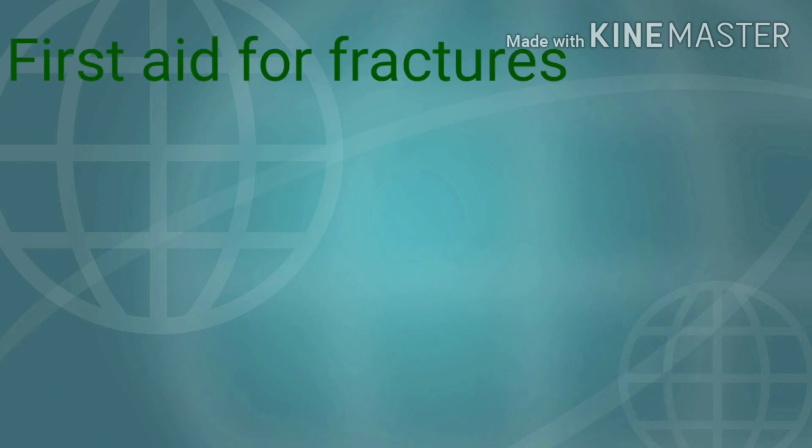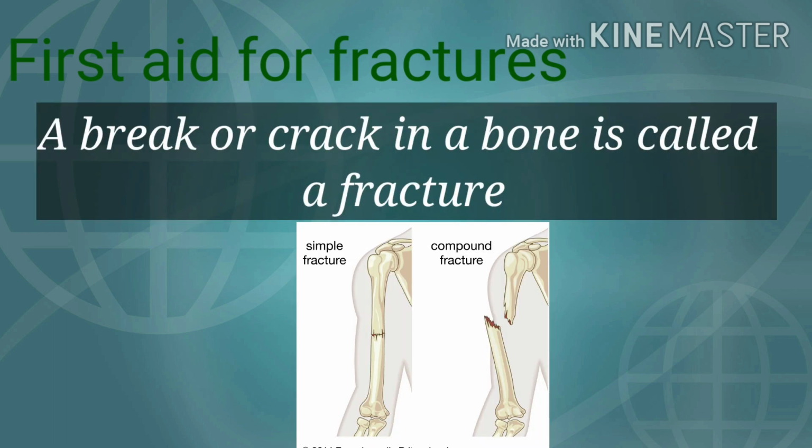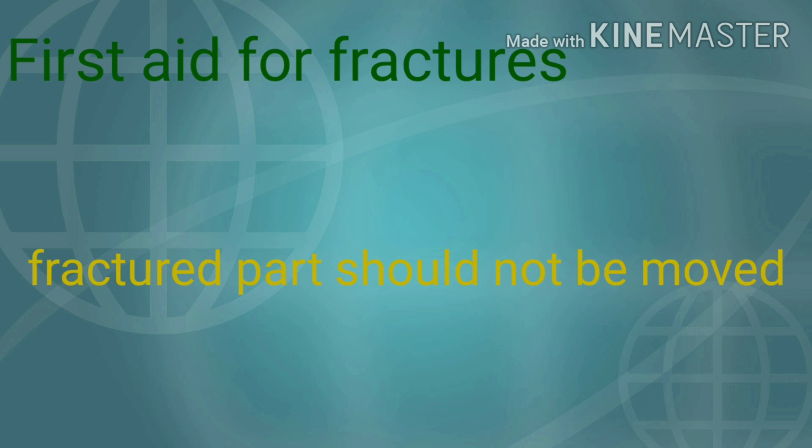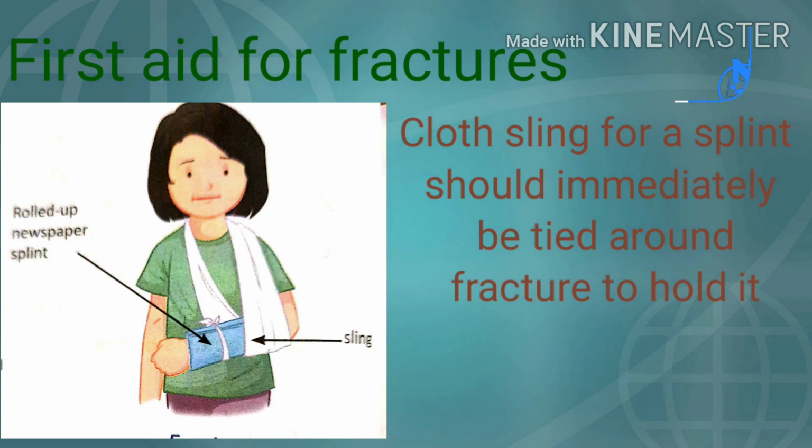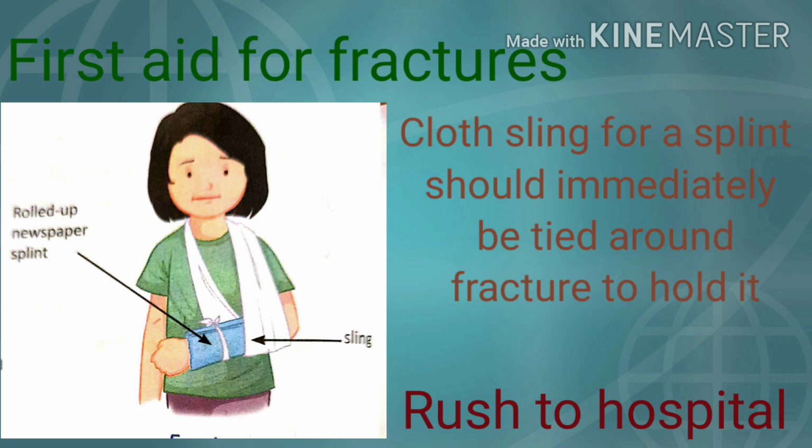Now, next is first aid for fractures. First of all, what is a fracture? A break or crack in a bone is called a fracture. It is very important not to move the fractured part. So, to stop the movement of the fractured part, a cloth sling or a splint should be immediately tied around the fracture to hold it, and the person must be rushed to the hospital immediately.